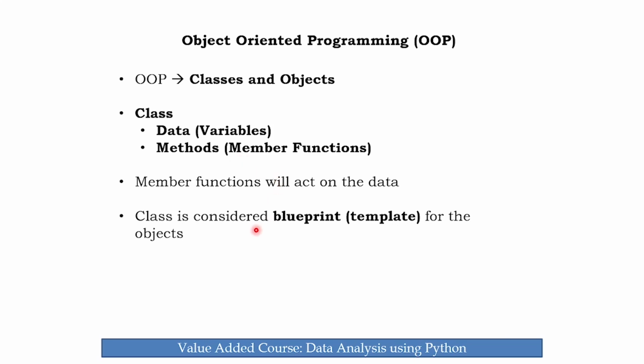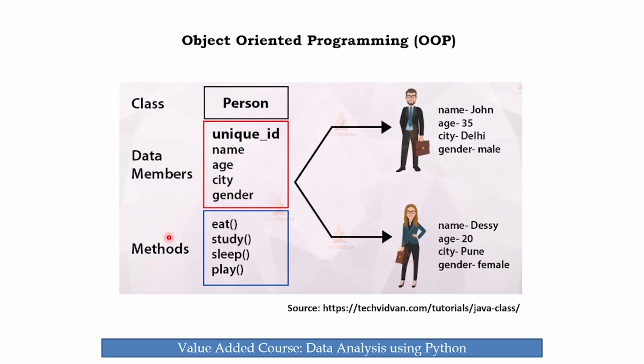As per the definition, we can consider the class as the blueprint for the object. We can consider the class as the blueprint of the object. In this diagram, you can see there is a class person. The person class has many data members like name, age, city, and gender. And this person class has methods like eat, study, sleep, and play. Then what are these two things? They are called objects of this class person.